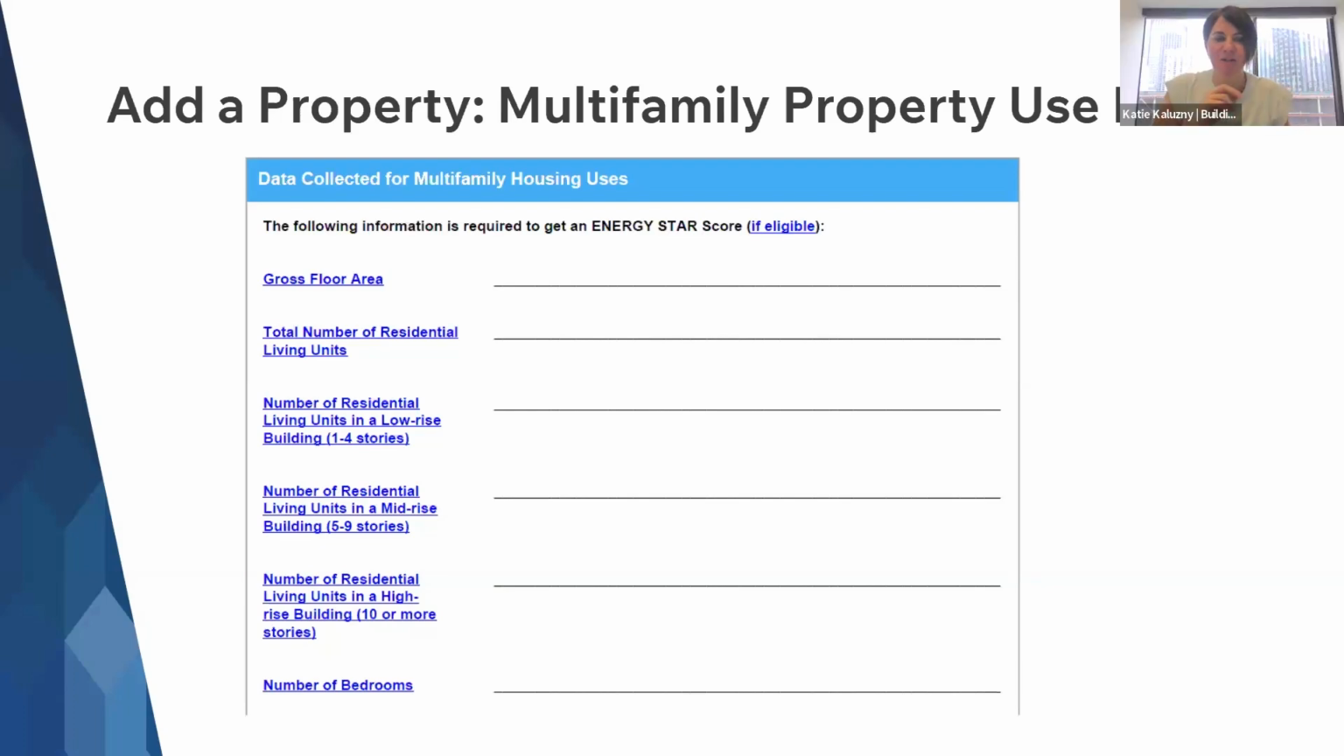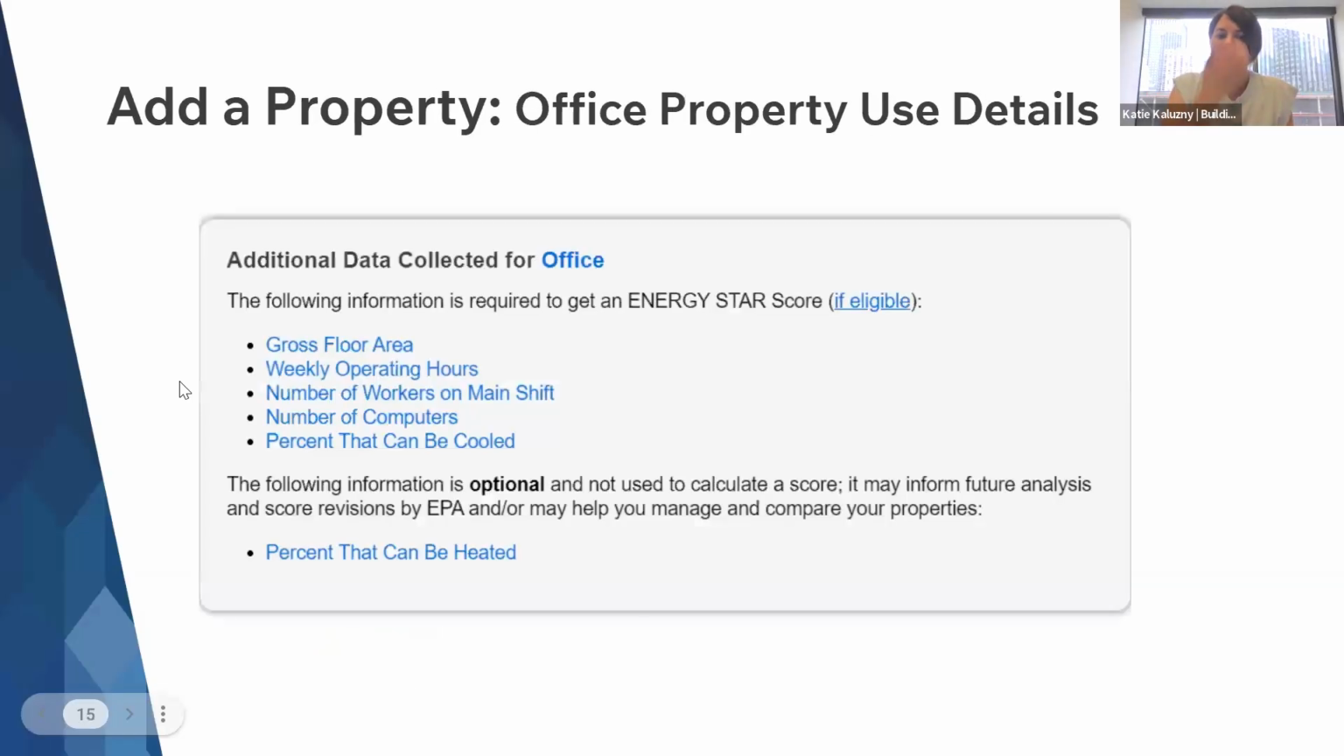Exactly. And as we mentioned before, any of these blue links, if you're curious what does it mean by number of residential living units in a low rise building, 1 to 4 stories? You can hover over that or click it and it'll explain it further in a definition, because if you've never done this before, that definition may seem kind of unique to Portfolio Manager versus what you think it means. So definitely check those out and make sure to ask questions if you have them.